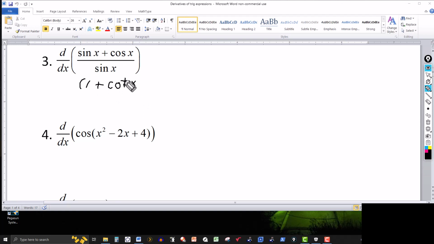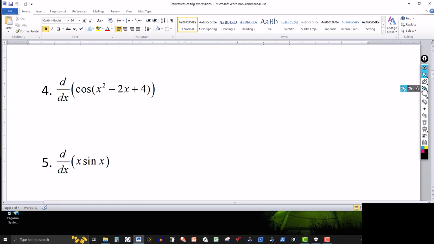Take the derivative of 1 plus cotangent of x. So the derivative of 1, that's a constant, is going to be 0. And the derivative of cotangent of x is minus cosecant squared of x. And that's it. Now if you use the quotient rule here and simplify, you should come out with the same thing. But to me, this is a lot easier. Have a constant there. The derivative of cotangent of x is minus cosecant squared of x. That's the solution to that one.